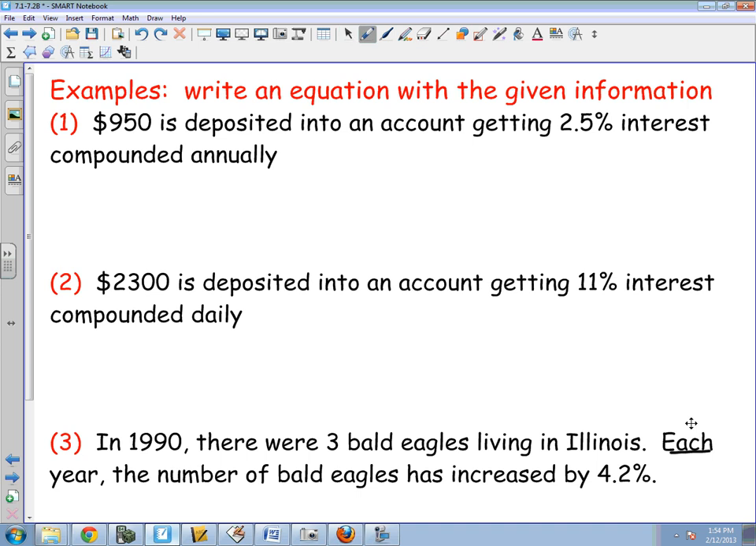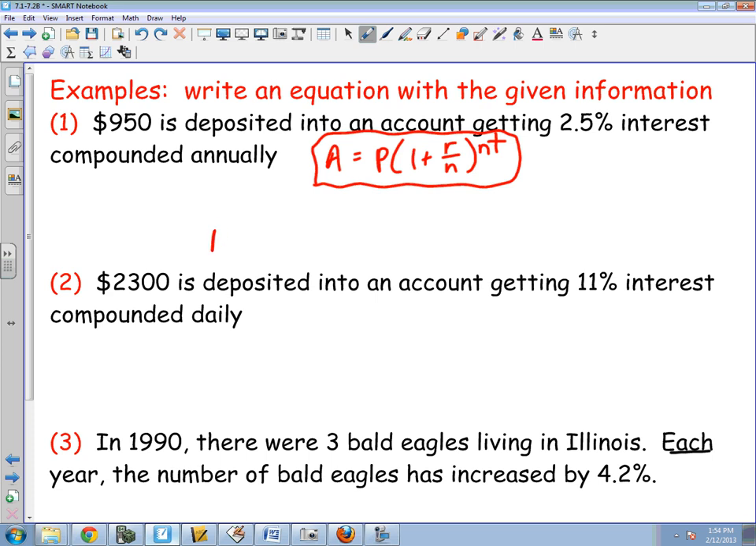So using this formula that we learned, P is the amount you're putting in, R is the rate, N is the number of times you're compounding the interest per year, and T is the amount of time in years that you're compounding it. So I'm just going to keep this here because I'm going to refer back to that every single time I make one of these things up.